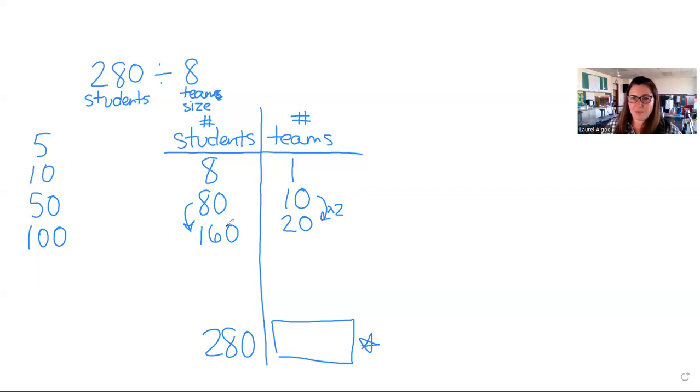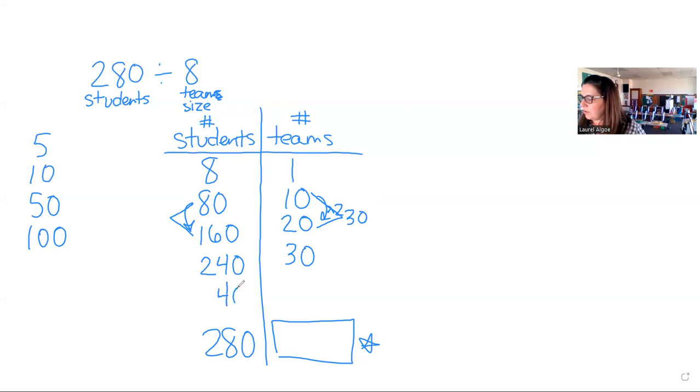So at this point, I'm still a ways away, but I'm wondering if I had 10 teams and 10 more teams, that would give me 30 teams. So if I put my 80 and my 160 together, I would have 240 students. So I'm now at 30 teams of 8, 240 students total. And I can see that I only have 40 more students to think about in this problem.